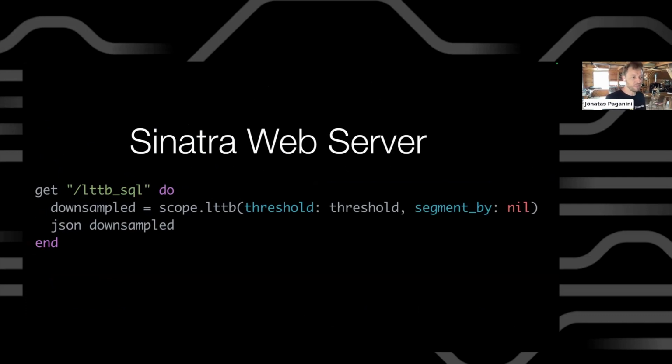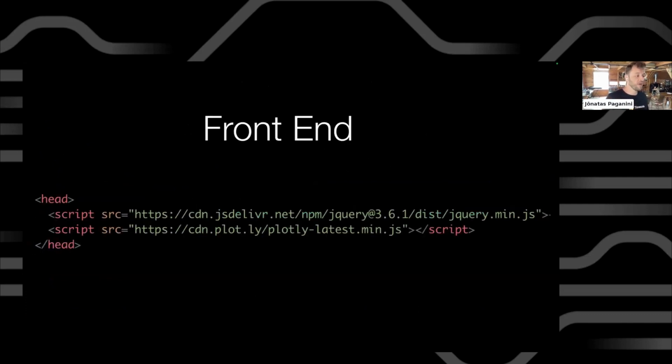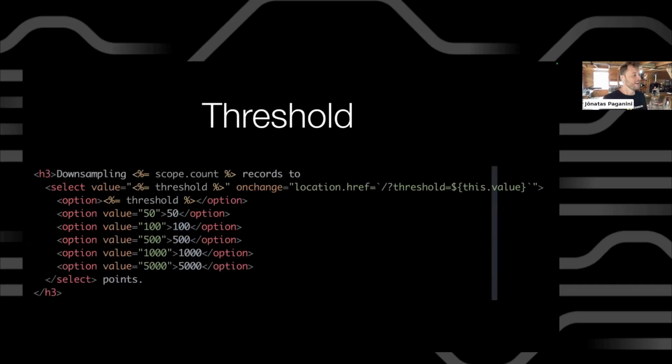I will show you how the SQL works. And then we have the threshold, how many records we want to have in this scope, right? So that's all the code. We just have in the front end the Plotly latest and some jQuery because I am not so proficient. And here is the downsampling, the entire code.